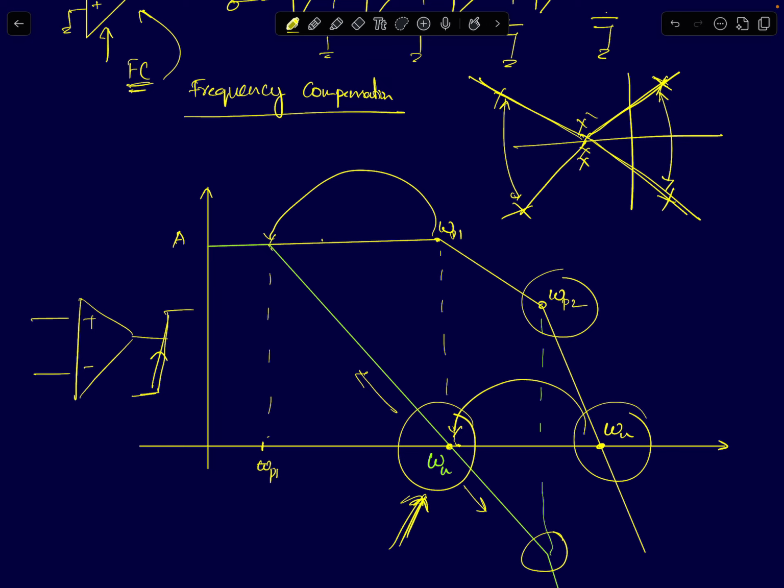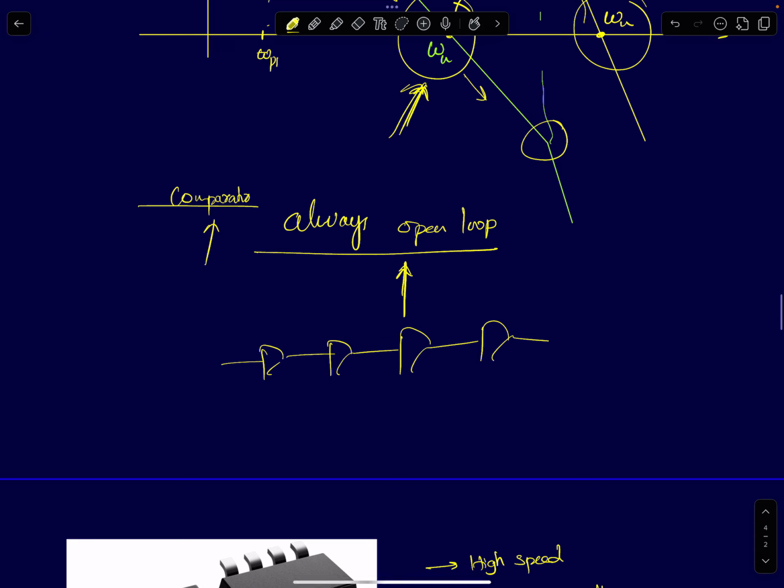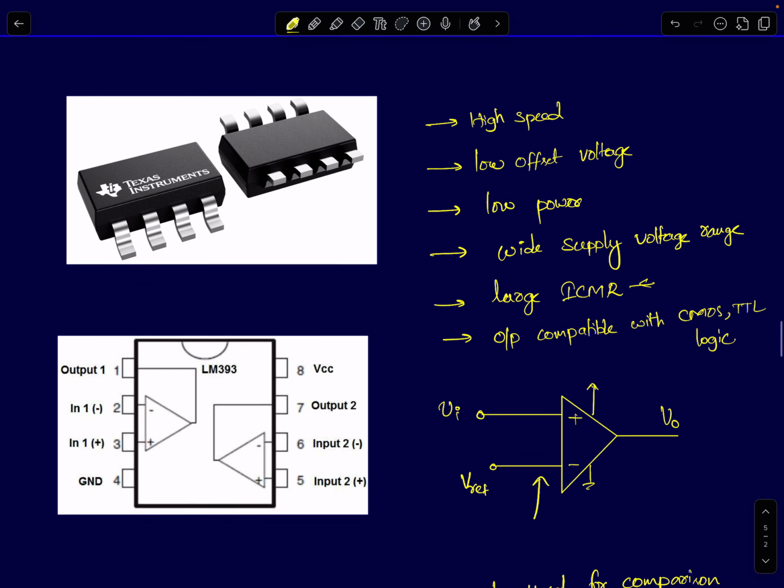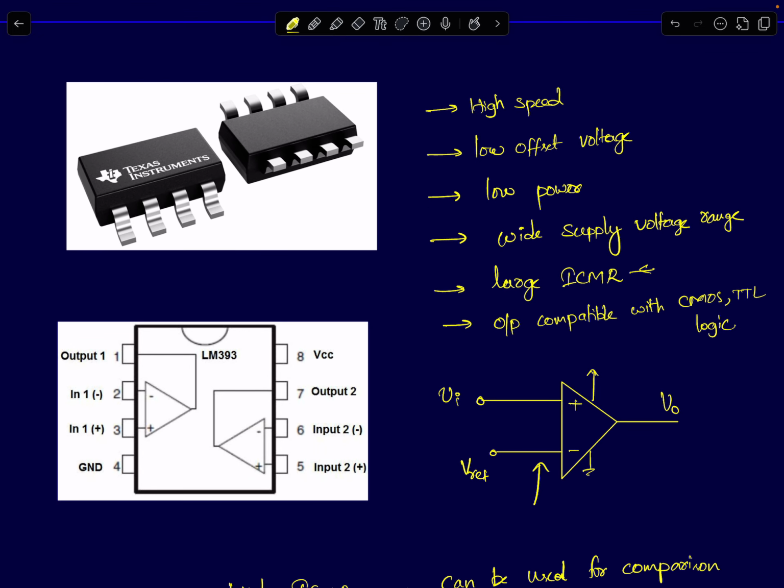Okay? But you want your comparator's output to change as fast as possible. So that's the big difference. The difference comes from the fact that one is used in open loop, the other is used in closed loop. Again, I'm talking about commercial comparator chips. Most comparator chips come as dual comparators, so you get 2 comparators in a single chip, and they also come as 8-pin chips in different packages.